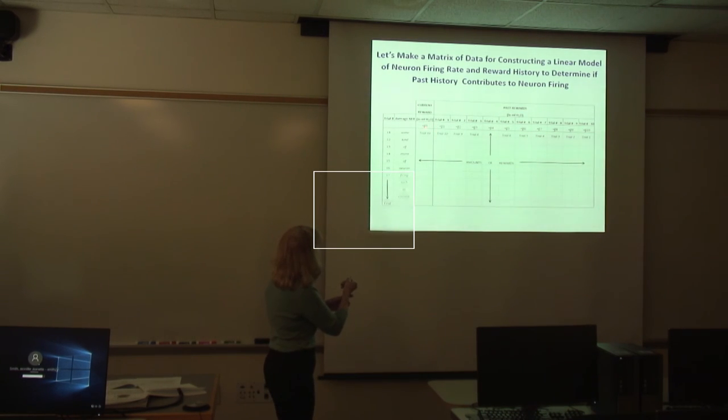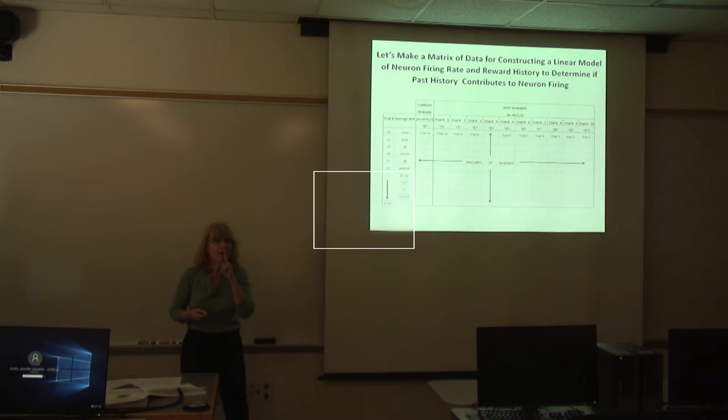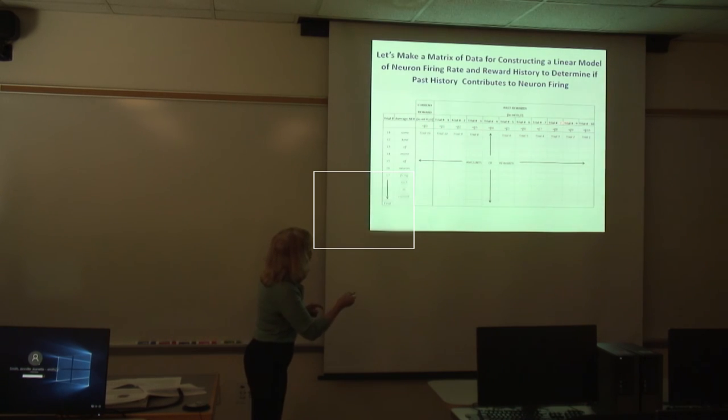And multiply this times this plus this times this, and so on, down the row, and set it equal to the average neuron firing rate. Then you're going to move on to trial 12 and do exactly the same thing. Trial 12 and then trials 11 down through 2. Trial 13, trials 12 down through 3. And every time you do this, you're multiplying the most recent memory times its value, and the previous, and the previous. And if this is a valid model, how do you think this is going to work out?